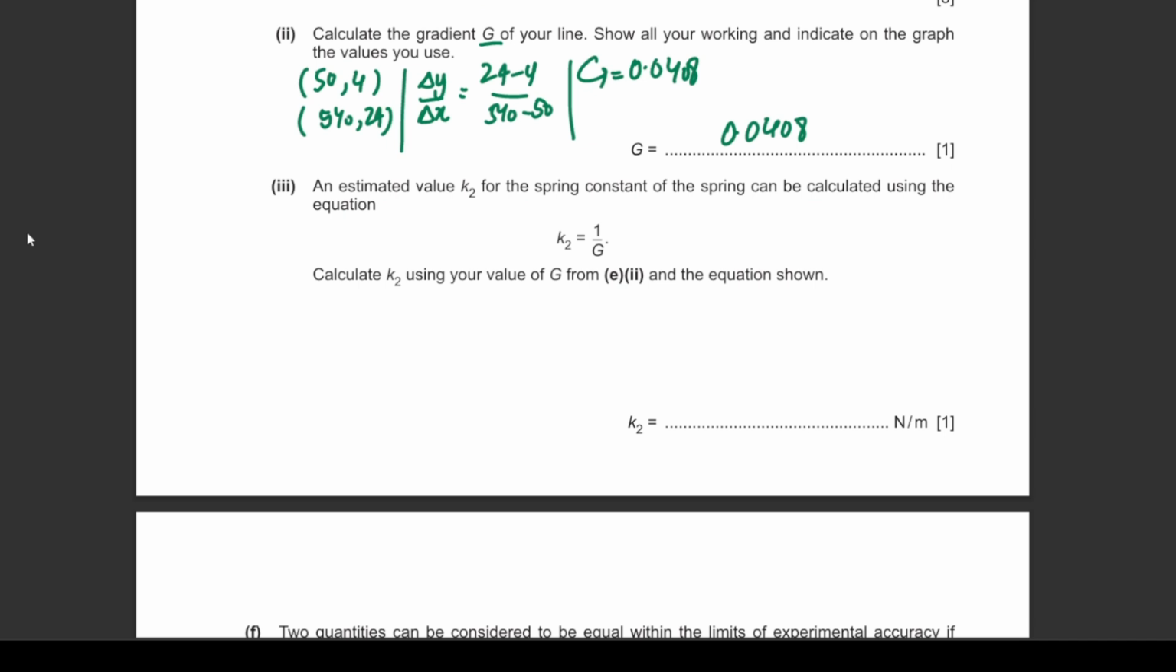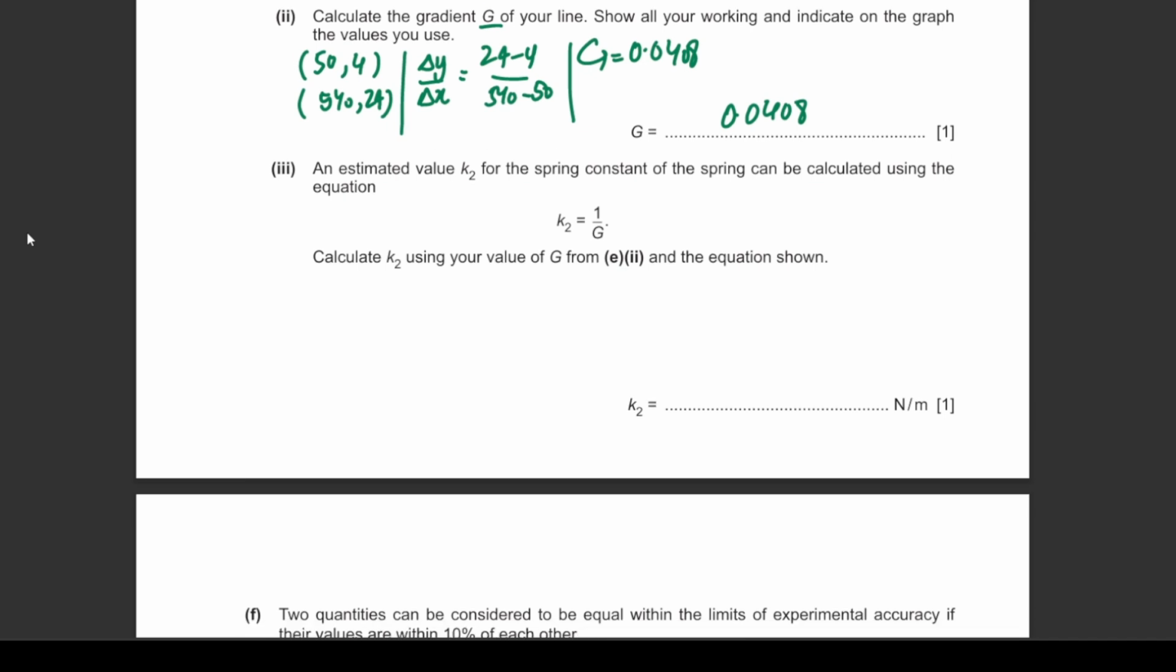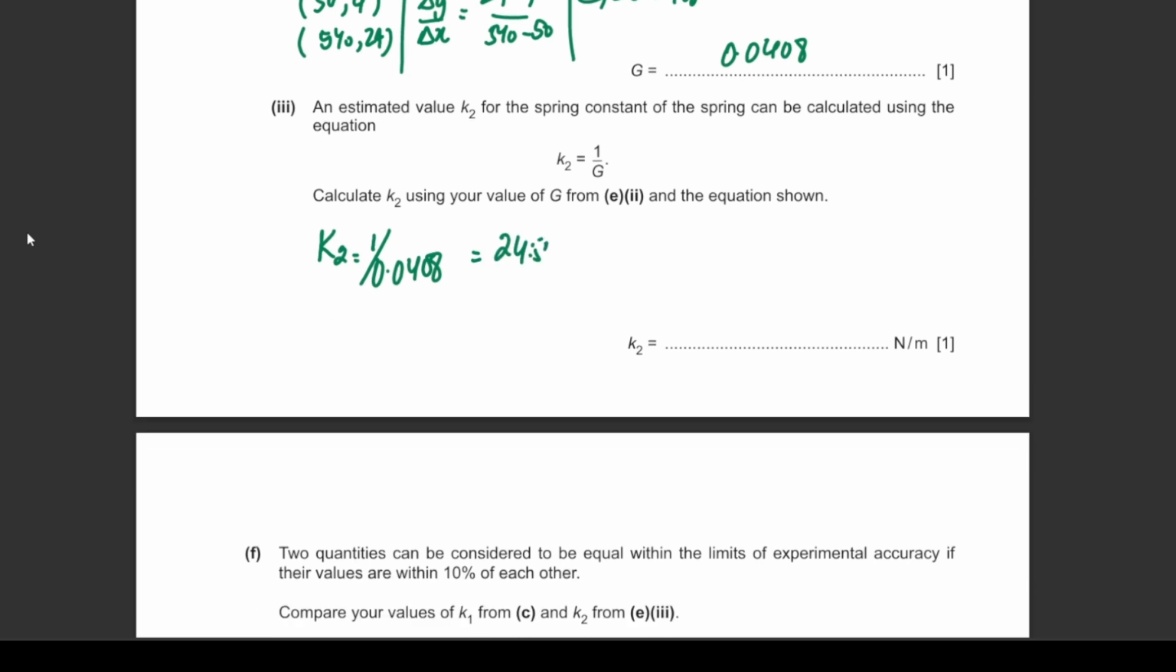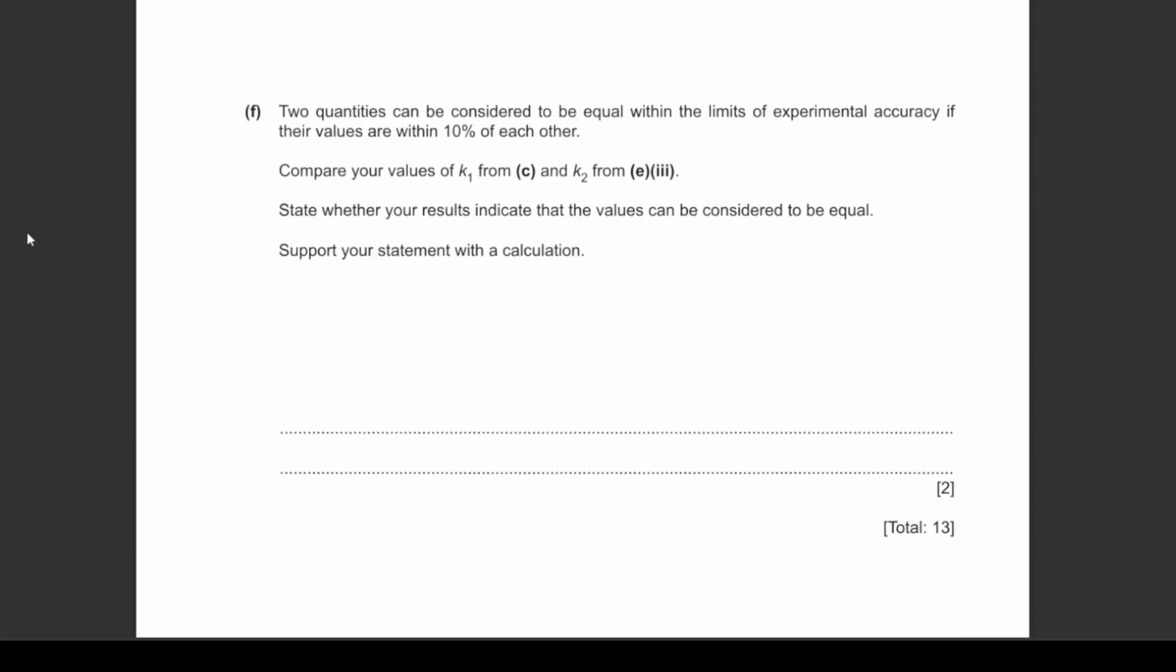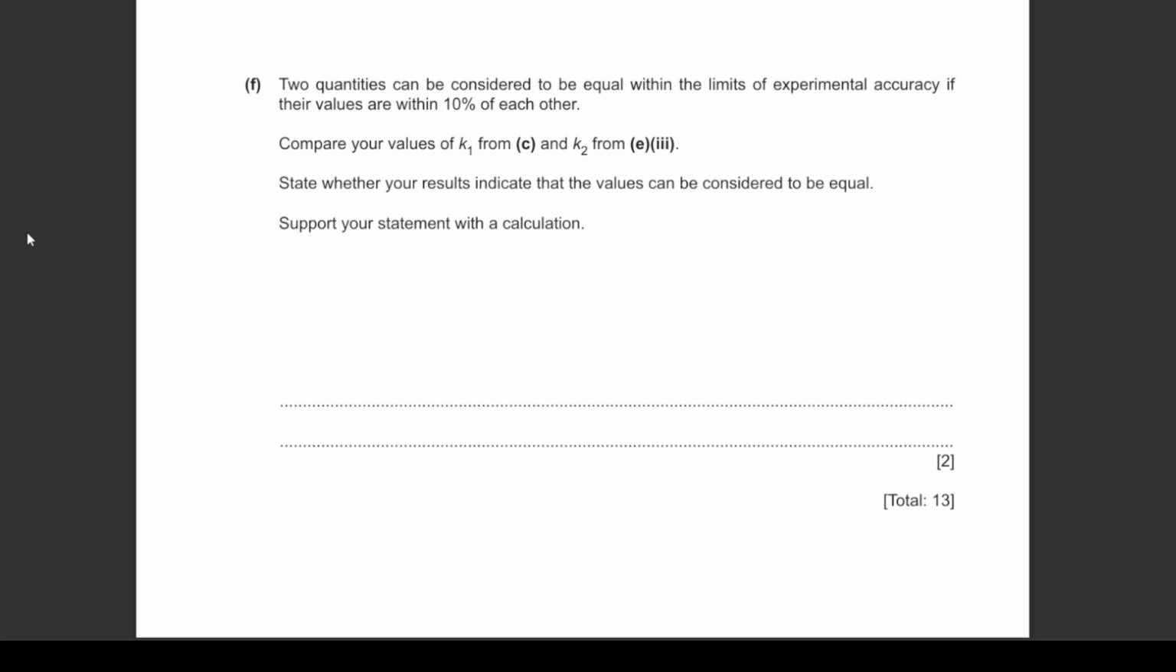So then he says use the equation to find this one, and then again there is no problem in simply substituting the values. K2 equals 1 divided by 0.0408. The value comes out as 24.5 Newton per meters. Let's write it down as 24.5. Moving on, he says that compared to this is going to be a repeated question. This is going to be a repeated part, so please be careful about this.